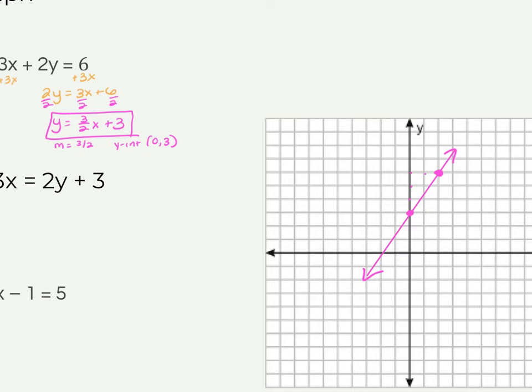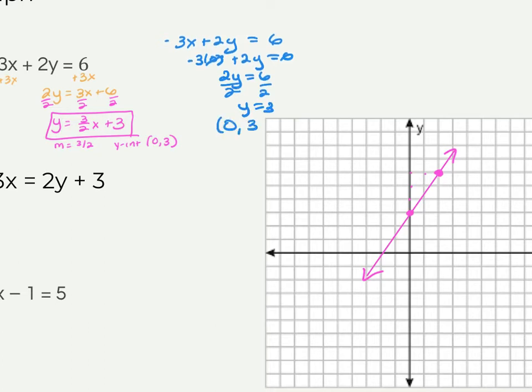So the other option with something like this, which is almost in standard form, it's not quite in standard form because the x is positive, but when you've got the x and the y on the same side, and they would all divide evenly into the one on the right, then you can also find your intercepts and plot those. So if I found my y-intercept, I'd plug 0 in for x. This would go away. I'd get 2y equals 6 and y equals 3. So my y-intercept would be 0, 3.